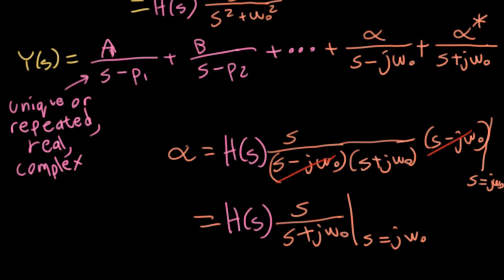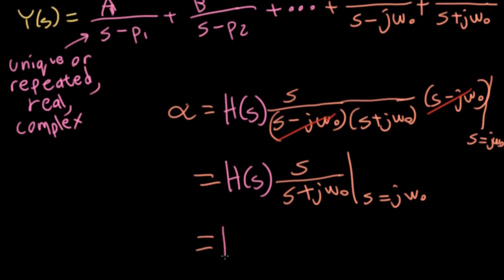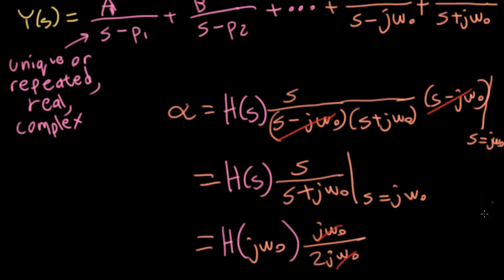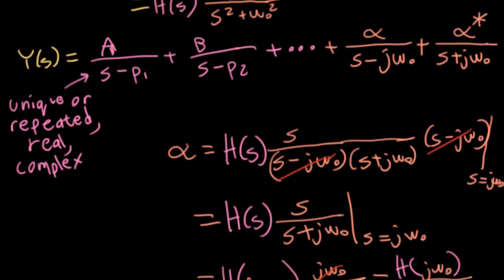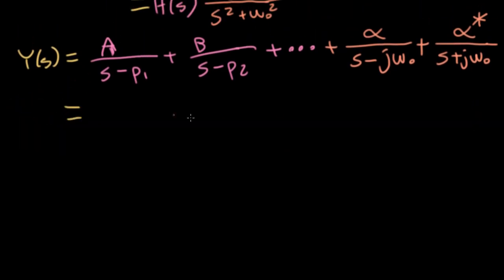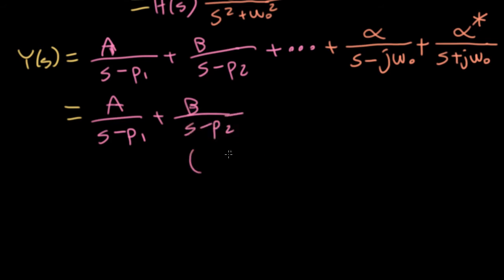So I'll have s over s plus j omega naught evaluated at s equal j omega naught. I'm going to be evaluating my big H at j omega naught. I'll have a j omega naught over 2j omega naught, and so the j omega naughts cancel, and I wind up with big H evaluated at j omega naught divided by 2. Okay, so let's take this and plug this back into our partial fraction expansion. So I'll still have my terms associated with the system poles, whatever those are. And again, these could be repeated in various ways, in which case you'll have these terms to the square or the cube or whatever you need to handle any repeated poles.